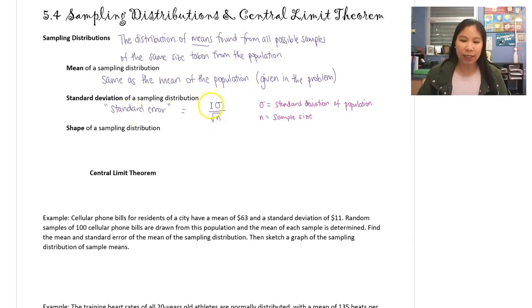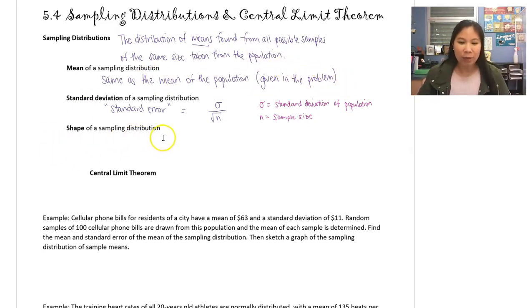And the formula looks like this. It's sigma over the square root of n, where sigma stands for the standard deviation of the population. That's something that should be given to you in the problem. N stands for your sample size, so whatever size they tell you, that's what you plug in for n. The mean is going to be the same as the population, so the mean doesn't change at all. Again, the mean should be given in the problem.